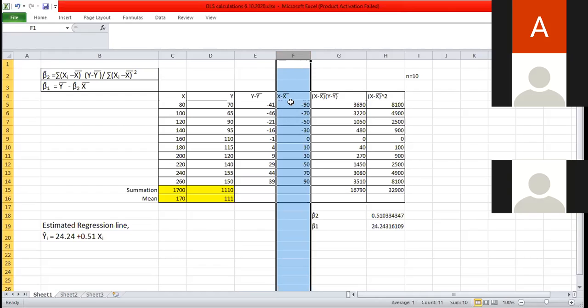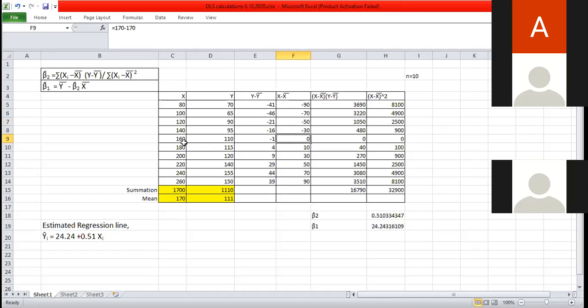X minus x bar. First x is 80, okay? So 80, what will be this x minus x bar? Tell me. Professor, it's 80 minus 170. 80 minus 170. What is this? 100 minus 170. Yes. This one, 120 minus 170. Here you see. What is this?